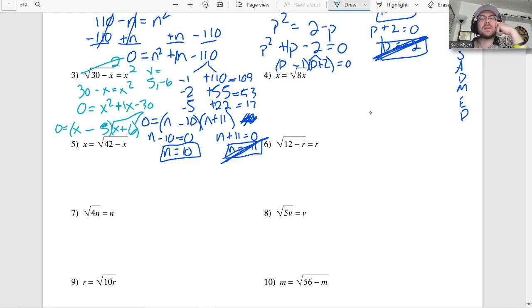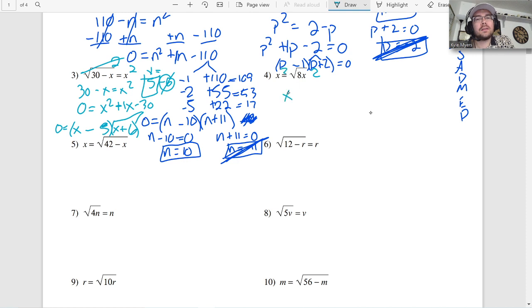30 minus 5 is 25. The square root of 25 is 5. That works. But -6, we end up with that same problem. We get 6 equals -6. That doesn't work. Okay, so x equals 5 only, and then we're done there. All right, moving on.